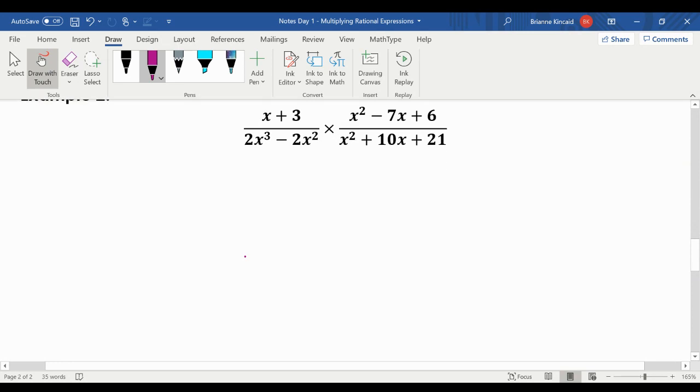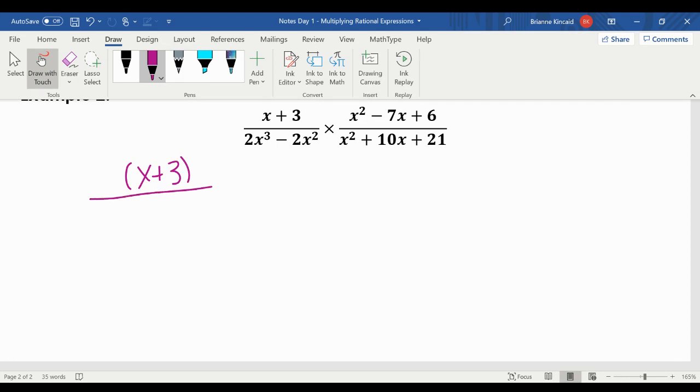All right, when we look at our second example, same thing, we're gonna start from the beginning. We're gonna factor where we can. I can't factor this x plus 3. That's as simplified as I go, so I leave it alone. But to make it easier, I'm gonna add parentheses around it. In the denominator, you have a GCF here. It's a GCF of 2x squared.